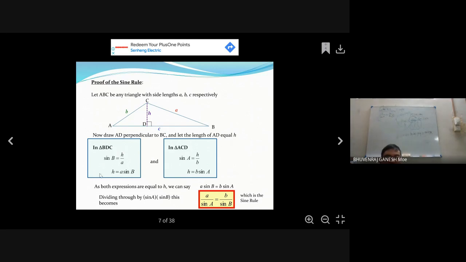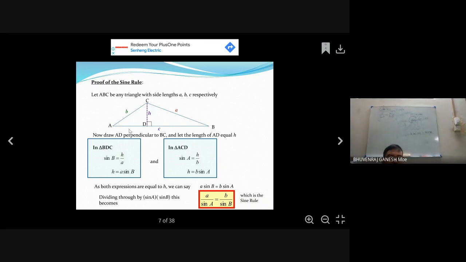So we label it a. The common thing here is h, right? That straight line down there. So we will make h the subject of the formula, and then we shift this up here. So h is a sine B. And then in the other separate triangle ACD, we take sine A instead.